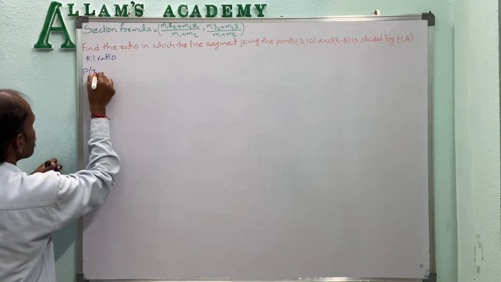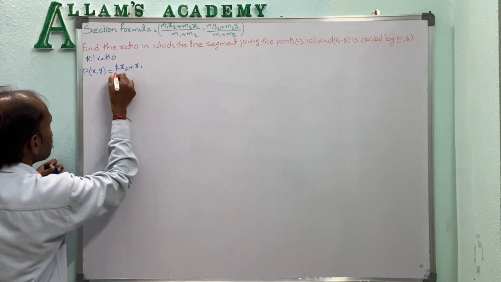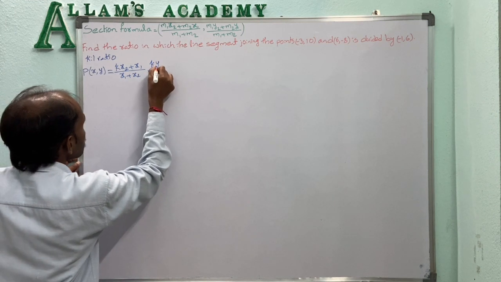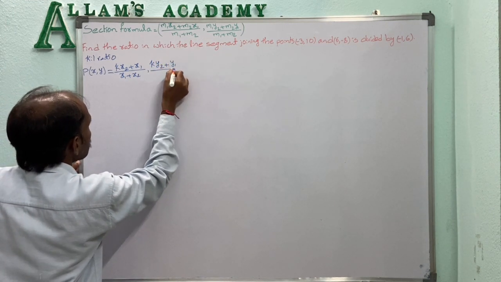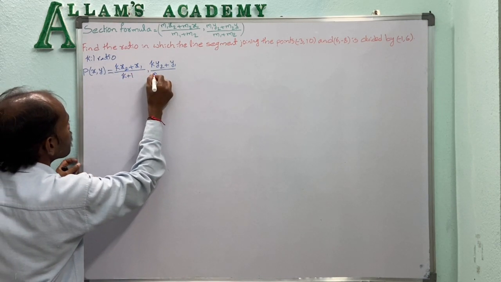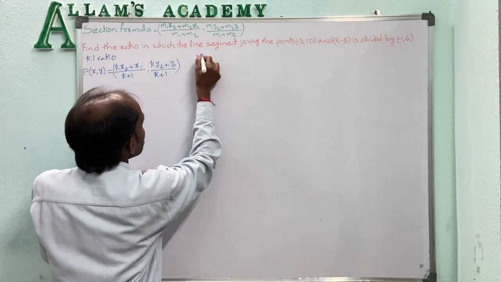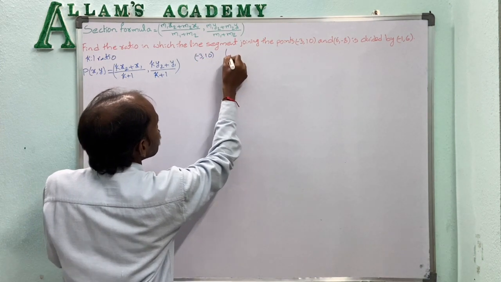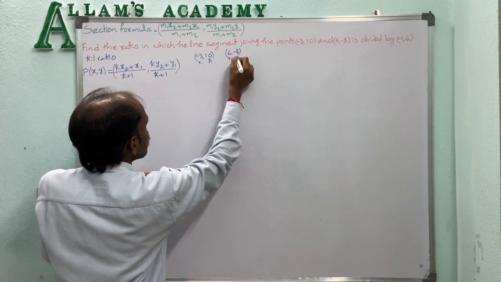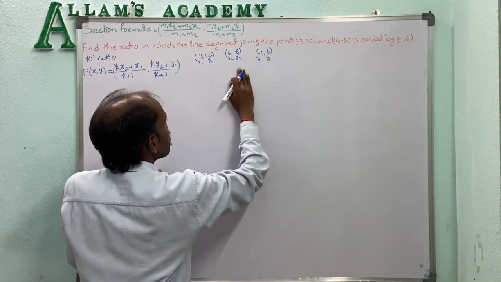Then P(x, y) is equal to (kx2 plus x1) by (k plus 1), (ky2 plus y1) by (k plus 1). So here (-3, 10) and (6, -8) will be taken as (x1, y1) and (x2, y2), and that (-1, 6) is the (x, y) point.